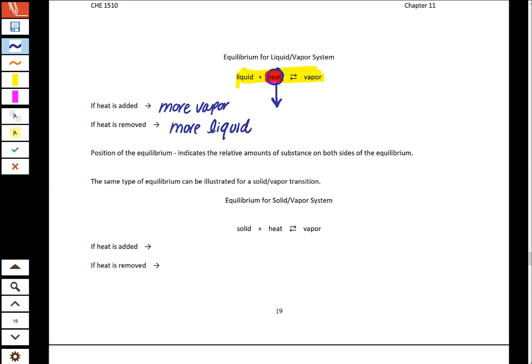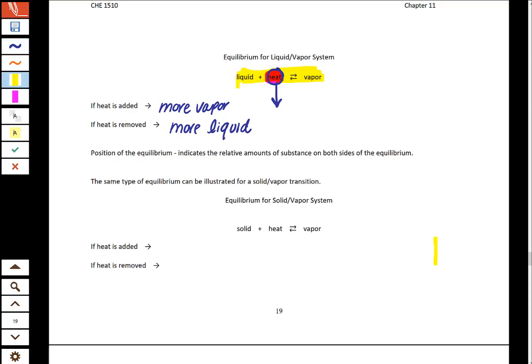When we talk about the position of equilibrium, we're just talking about the relative amounts of the substances on both sides of the equilibrium. And what you'll hear people say is, if heat's added, it shifts the equilibrium to the vapor side, or to the product side. I always imagine this, and this is going to sound just wild. In Le Chatelier's principle, which is this whole idea of changing something and seeing a result, I always imagine a little person.